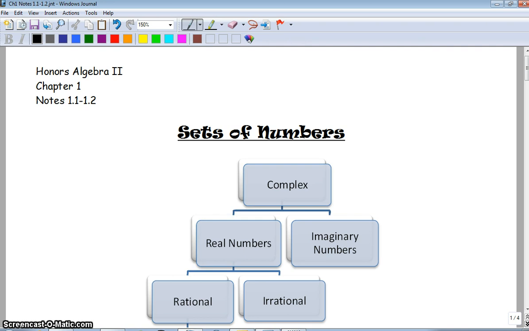We're going to start off the year talking about sets of numbers, and then we're going to categorize numbers based on what they are. We're going to talk about different properties of real numbers, and then close it off with a problem for the first video. So, let's just get started.